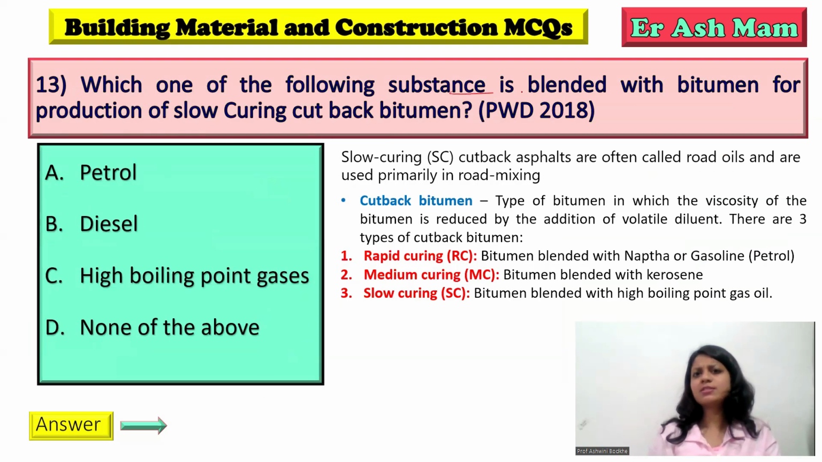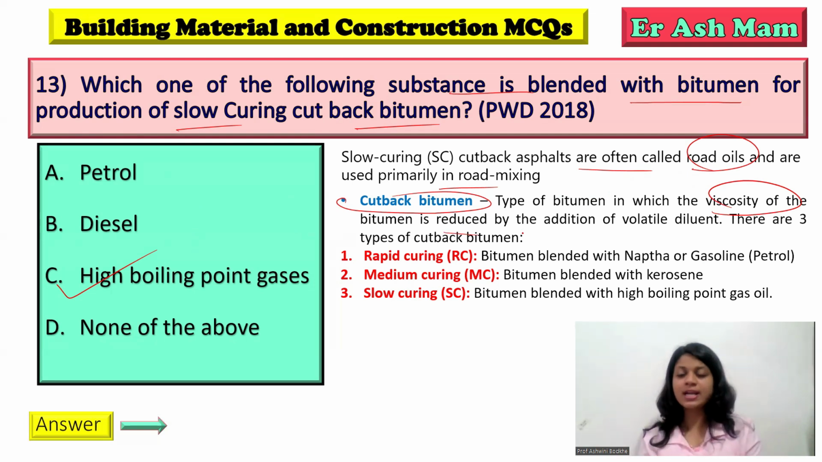Which one of the following substances is blended with bitumen for production of slow curing cutback bitumen? Okay, so here answer is high boiling point gases. Slow cutback asphalts are often called road oils and are used primarily in road mixing. First thing, what do you mean by cutback bitumens? These are a type of bitumen in which viscosity of the bitumen is reduced by addition of volatile diluents. If you add volatile diluent in a bitumen, its viscosity will reduce.